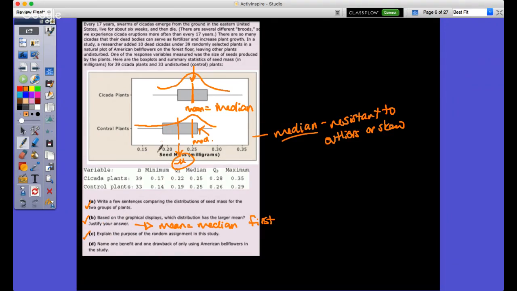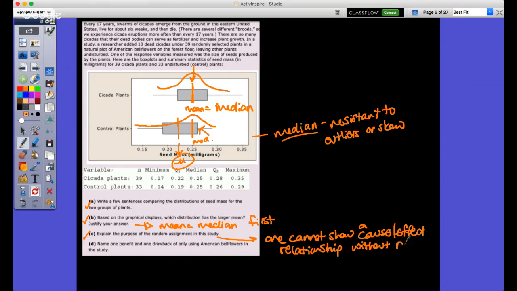Letter C, explain the purpose of the random assignment in this study. Remember, address this: one cannot show cause and effect, a cause and effect relationship, without random assignment. So what this does, and I would even go back up towards the top, what is it addressing? It's addressing, so the response is the size of the seed, depending upon the cicada plant and the control plant.